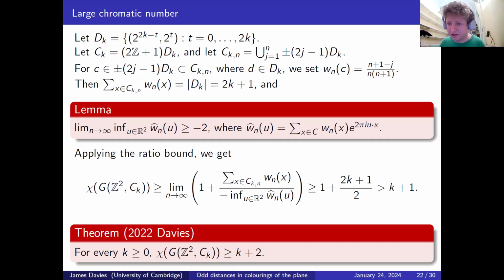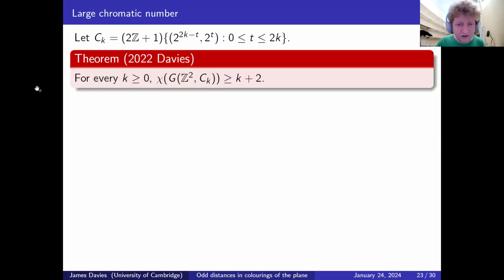So at this point, we kind of want to celebrate. We succeeded in what we wanted to do, only we also forgot what we were originally trying to do, which is that we want an odd distance graph of large chromatic number. And as far as I know, this is not an odd distance graph. So we need to take something slightly different.